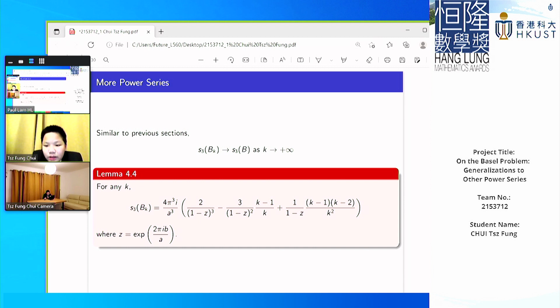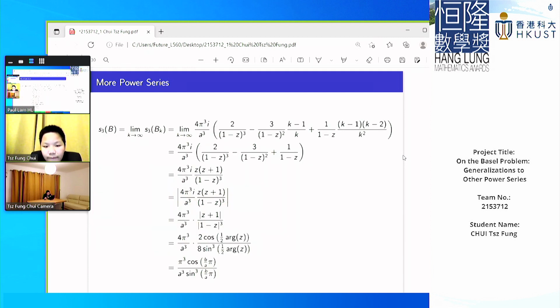S3 is defined similarly. Again, we have S3bk tends to S3b when k tends to infinity. Then doing similar calculations, we have lemma 4.4 as shown. Doing limits again, S3b equals 4 pi cubed i z times (z plus 1) over a cubed times (1 minus z) whole cubed. Again, as S3b is real, we can equate it with its modulus, and eventually we have the required answer to be pi cubed cosine of b over a pi, over a cubed sine cubed of b over a pi.